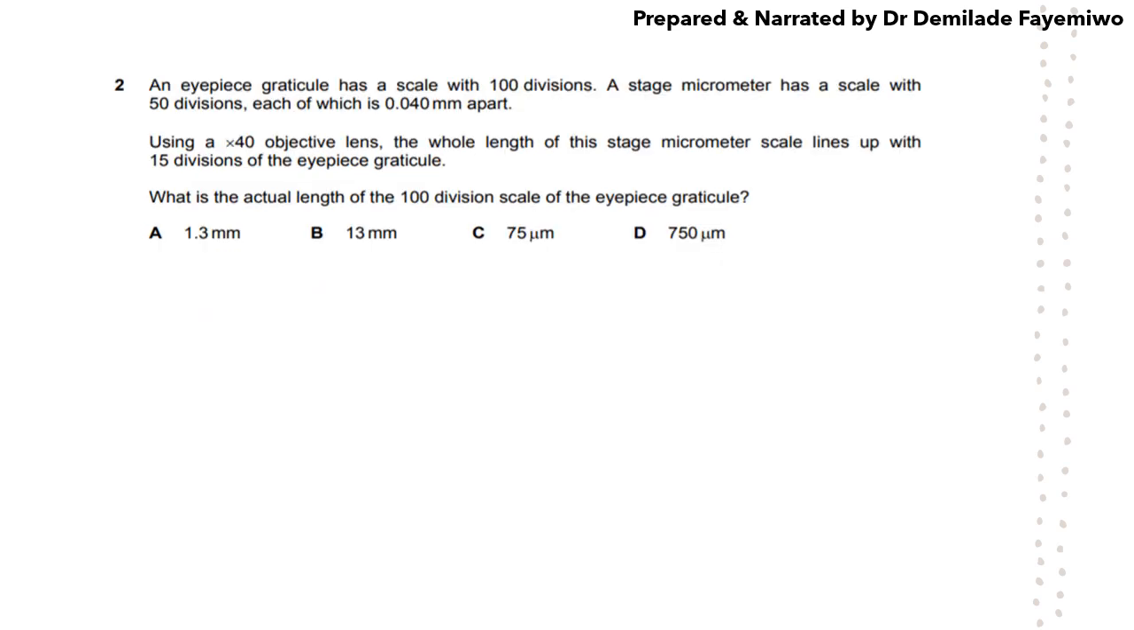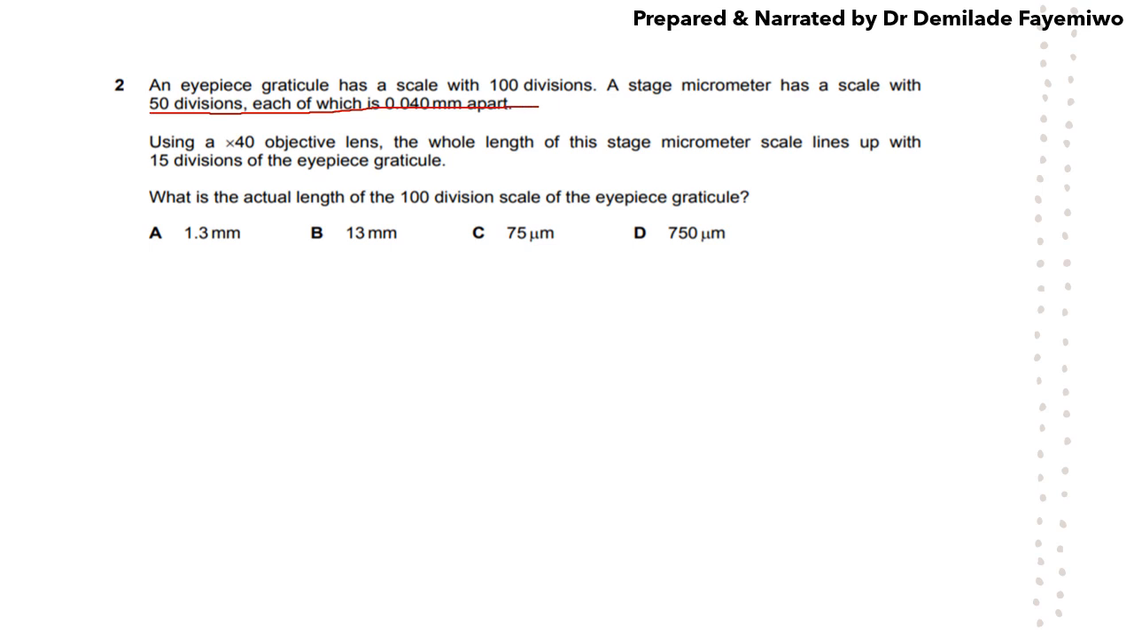Now, question 2. An eyepiece graticle has a scale with 100 divisions, and a stage micrometer has a scale with 50 divisions, each of which is 0.04 millimeters apart. So I often tell students, whenever you're faced with questions that have lots of numbers like this, just make sure you underline the key parts. So 50 divisions, each of which is 0.04 millimeters apart.